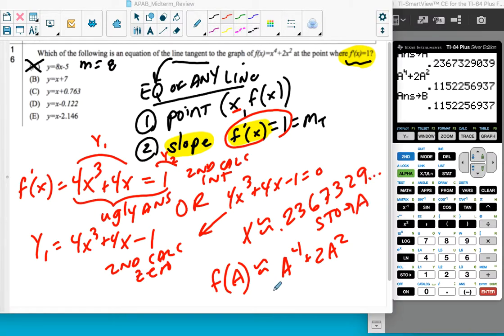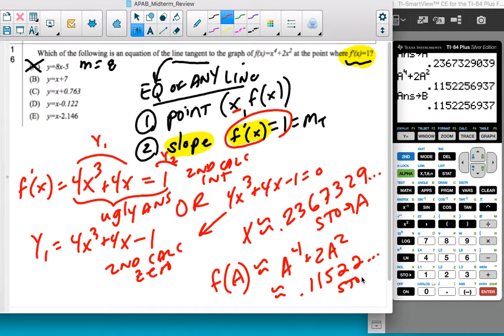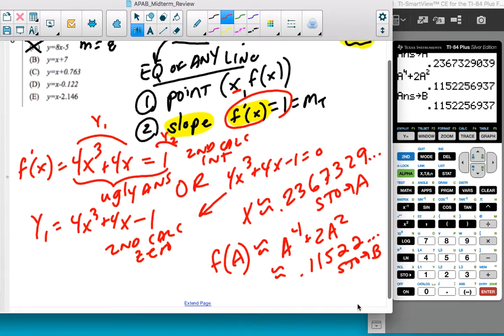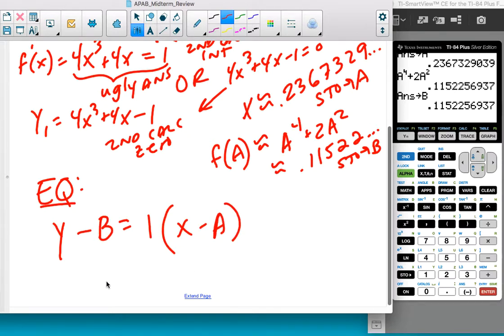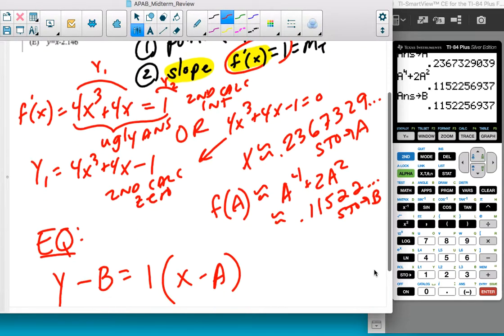So I get that my value is approximately 0.11522, and so on. And I'm going to store that as B. So I call that B. So basically, I know that my equation should be y minus the y value equals m times x minus the x value, but I have stored that A and B in. If I solve this, because if you look, none of these are in point slope, right? So that's not a luxury you have.